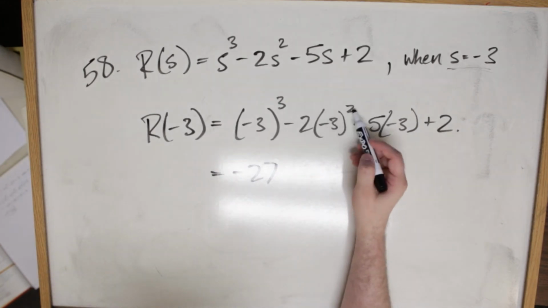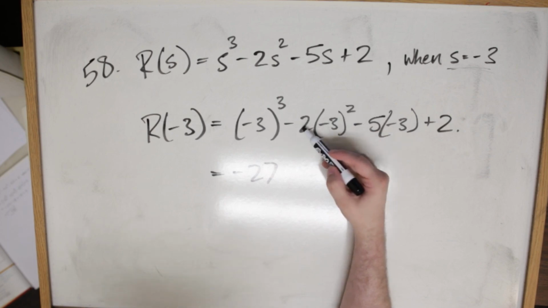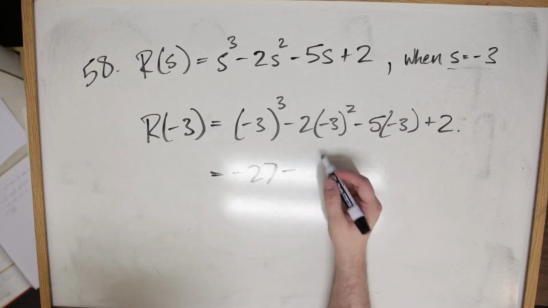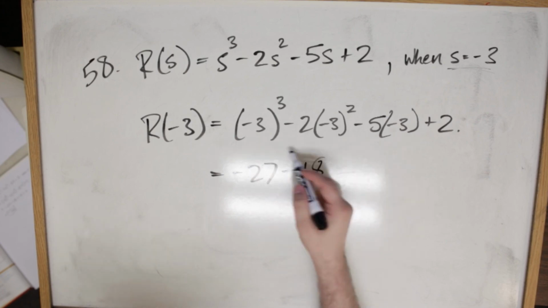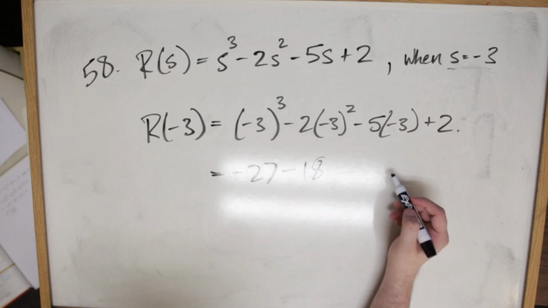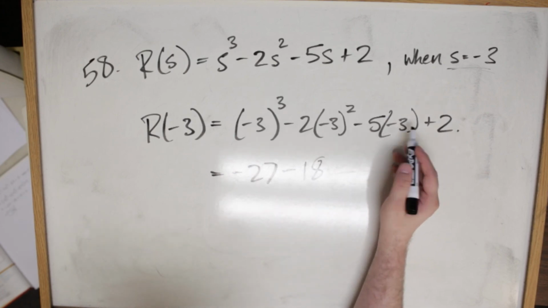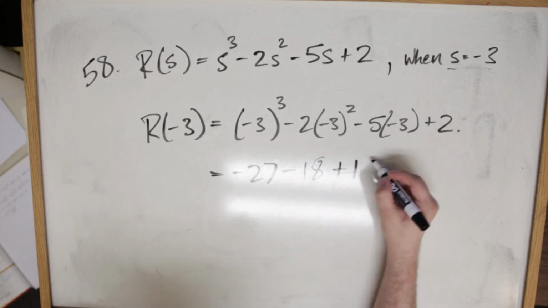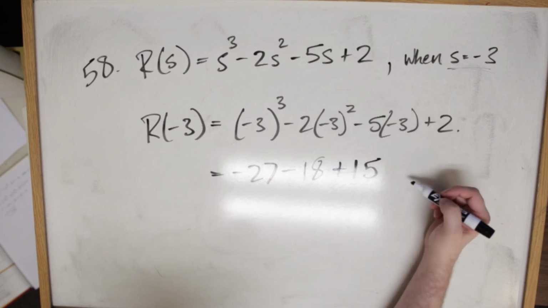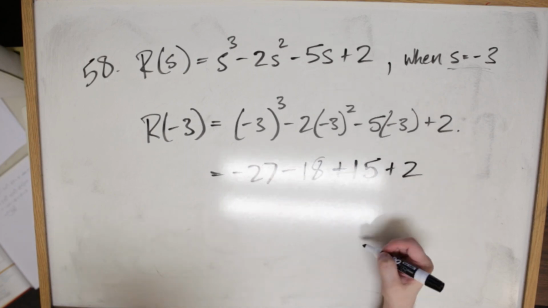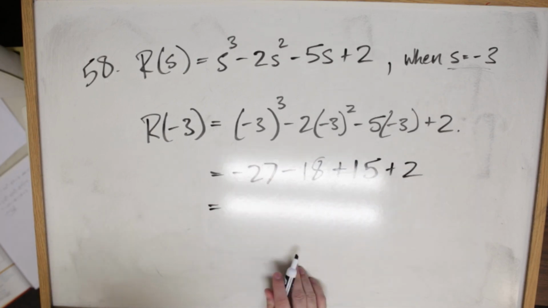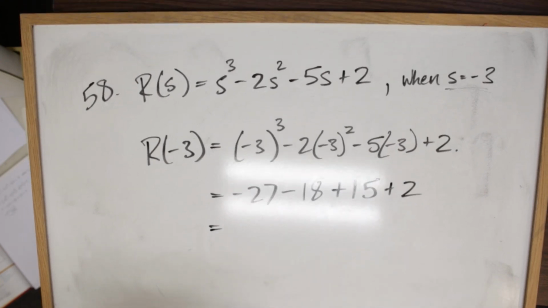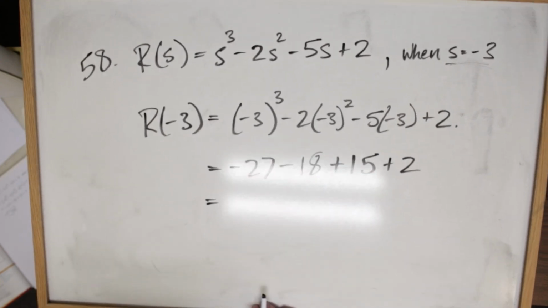Minus 3 squared is going to be a 9. 9 times 2 is going to be 18. The minus sign will still come along for the ride. Minus 5 times minus 3 is going to be a plus 15, because there's 2 minus signs. And then I'm adding 2. All right. Can I do this in my head? Well, here, let me pull this down so you can maybe see it. Sorry if you can't.